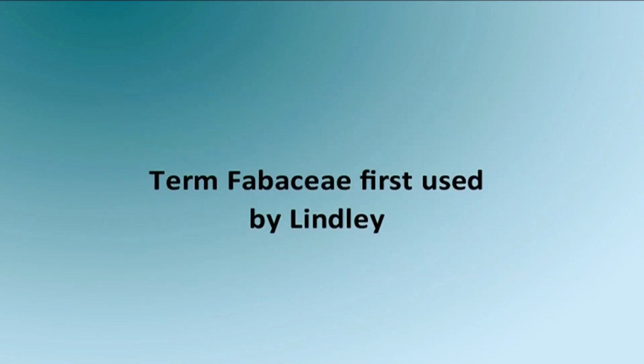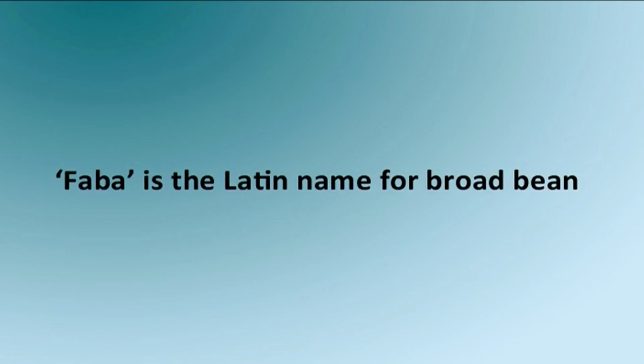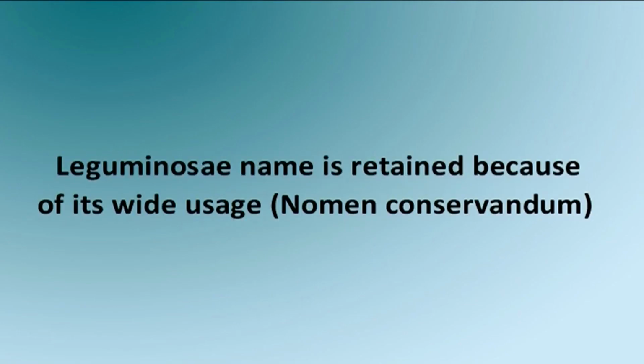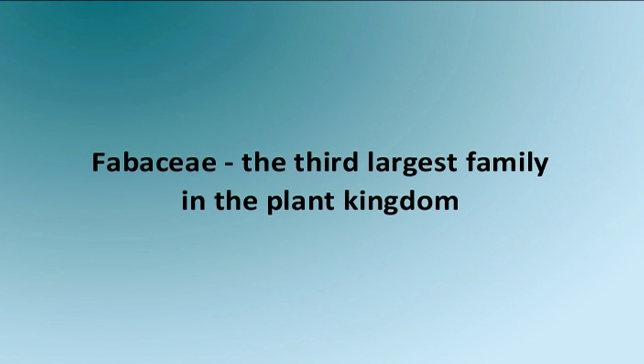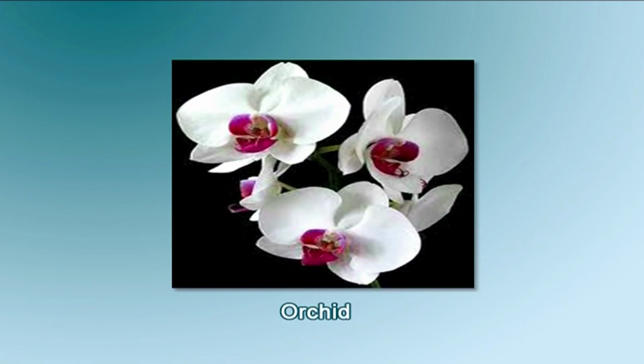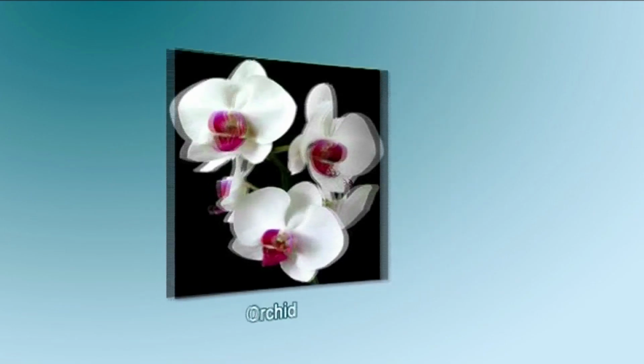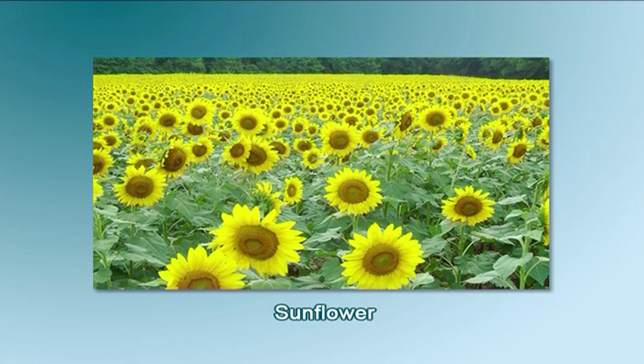The name Fabaceae was first used by Lindley and is based on its type genus Faba. Faba is the Latin name for broad bean. However, the name Leguminosae was retained because of its wide usage. Fabaceae is the third largest family in the plant kingdom, surpassed in size only by the orchid family with about 20,000 species and the sunflower family with about 24,000 species.